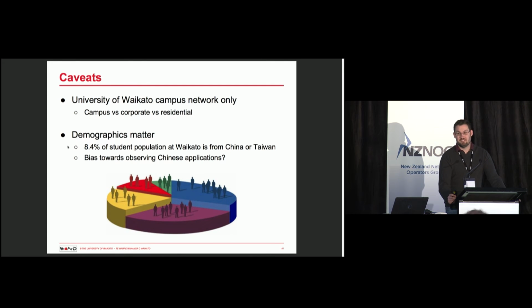So there's a couple of final caveats. We only measured the University of Waikato campus network. The mix of things might be different on a corporate network versus a residential network versus even another campus. I get the suspicion that the demographics do matter a bit in terms of the overall volumes. We've got a reasonably high proportion of our student population coming from China or Taiwan, so maybe that's where we get a bit of a bias towards observing those Chinese applications. But on the other hand, these applications exist, they're using those ports. It doesn't really matter so much the exact specifics of the proportions, but the fact that they exist is maybe something you want to be aware of.